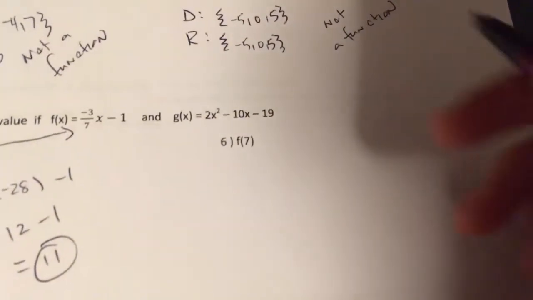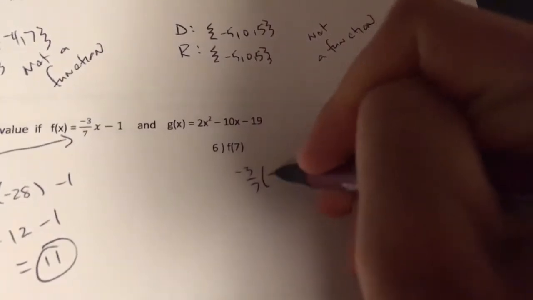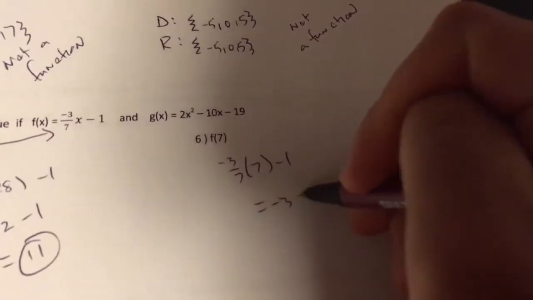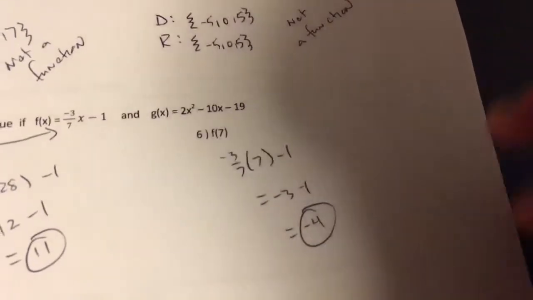Next one over here, I got f of 7. So I'm going to take -3/7, multiply it by 7, subtract 1. Get -3 minus 1, which is -4.